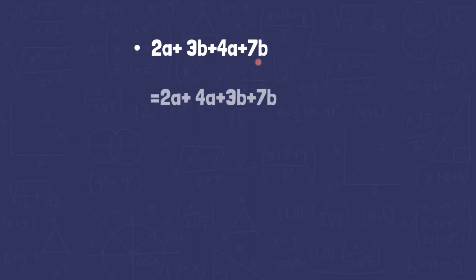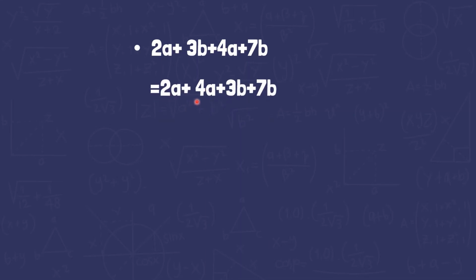Now we're going to do an example. We have a question: 2a plus 3b plus 4a plus 7b. Our first step is going to be putting the like terms together. Now, what are the like terms? 2a is a like term and 4a is a like term, and 3b and 7b are the like terms. So we put the like terms together, and the next step we're going to be solving the like terms. We're going to be solving these two and then these two. We get the answer 6a plus 10b.